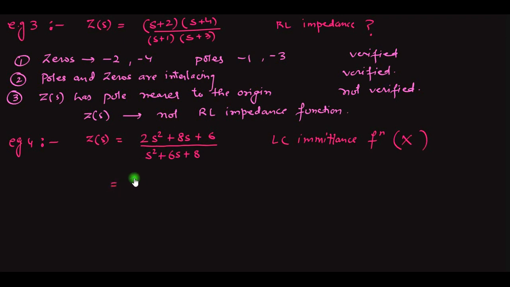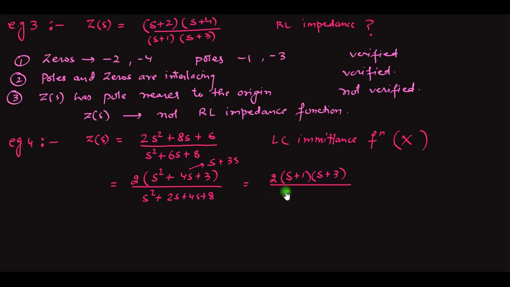I will rewrite it by taking 2 common out of it. I'll get (s² + 4s + 3) divided by (s² + 6s + 8). I can write s² + 4s + 3 as s² + s + 3s + 3. Similarly, I can write s² + 6s + 8 as s² + 2s + 4s + 8. So this will give 2 times (s + 1)(s + 3) whole divided by (s + 2)(s + 4).